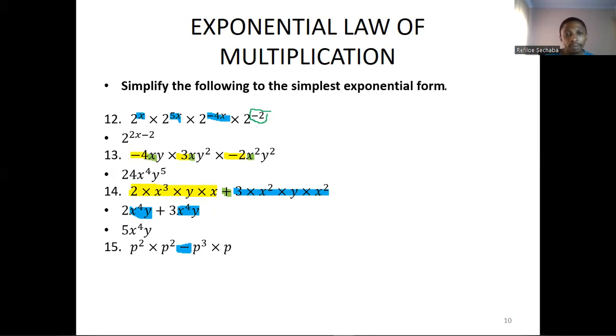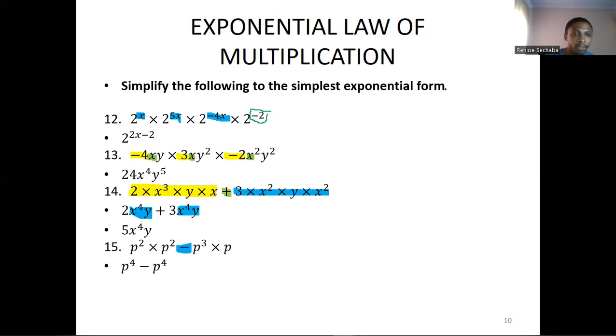What about the second one? P cubed times P to the exponent of 1. Remember that P has an exponent of 1 because we didn't write it. You will end up having P to the exponent of 4 minus P to the exponent of 4. These are like terms. Our answer will have P to the exponent of 4.